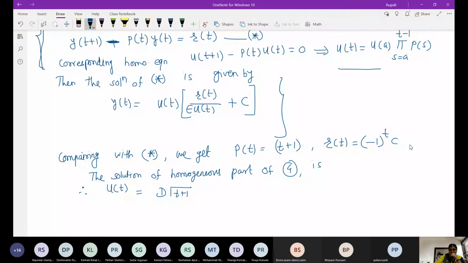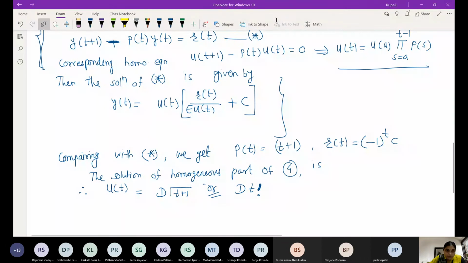Using this, u of t is equal to u of a, which is some constant, say d, times the product s equal to a to t minus 1 of P of s. What is my P of s? P of s will be s plus 1. So s plus 1 means up to s. So what will that be? Gamma t plus 1. Is that right? Or you said t factorial, or d times t factorial.